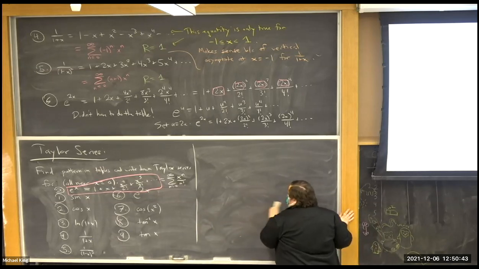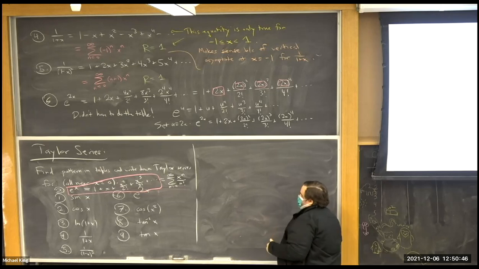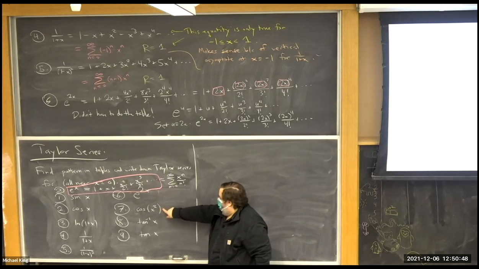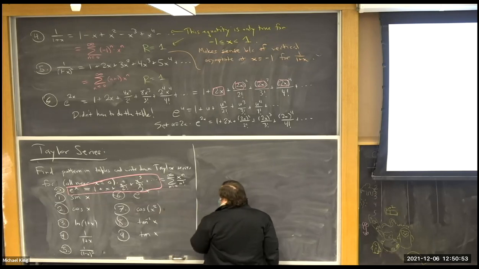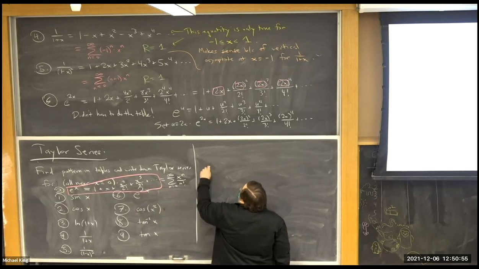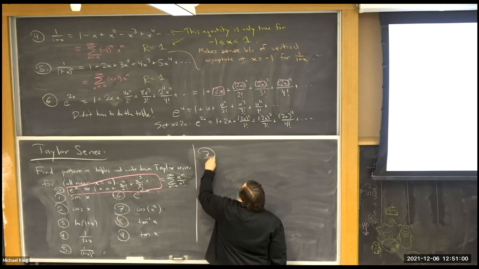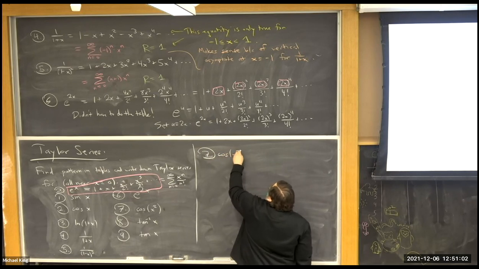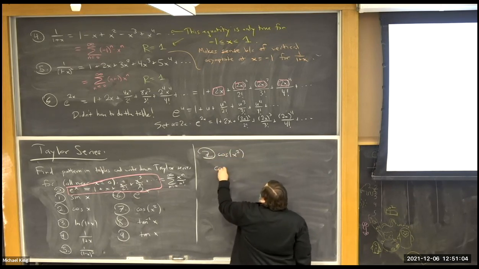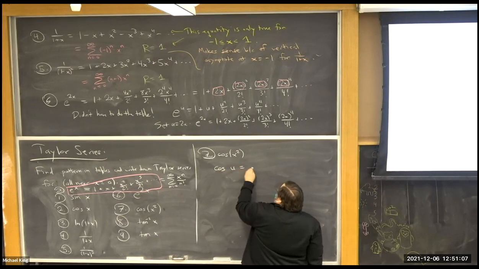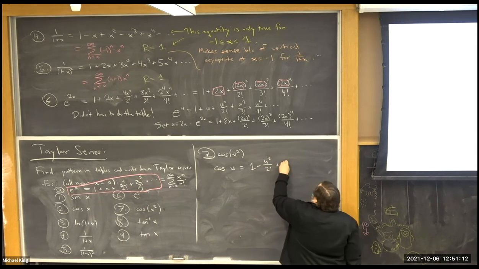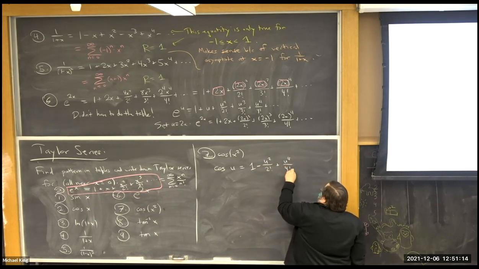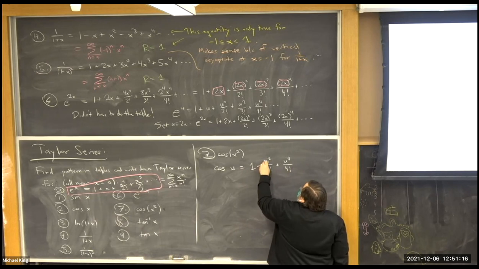So let's just try this. This is the big upshot I want to talk about, that this is not bad. Cosine, so let's look at cosine of x squared. We know, again, cosine of u is 1 minus u squared over 2 factorial plus u to the 4th over 4 factorial. My u's and my 4's don't look too alike.